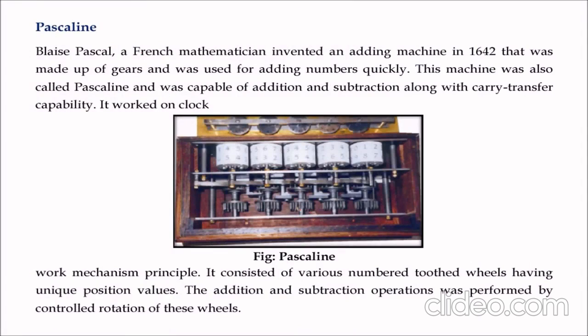Then the Pascaline. Blaise Pascal, this is the Pascaline. He was a French mathematician. He invented an adding machine in 1642, and it consists of gears so that numbers can be added quickly. This was the Pascaline and was able to add and subtract. Along with it, it also had one more capability, the carry transfer.